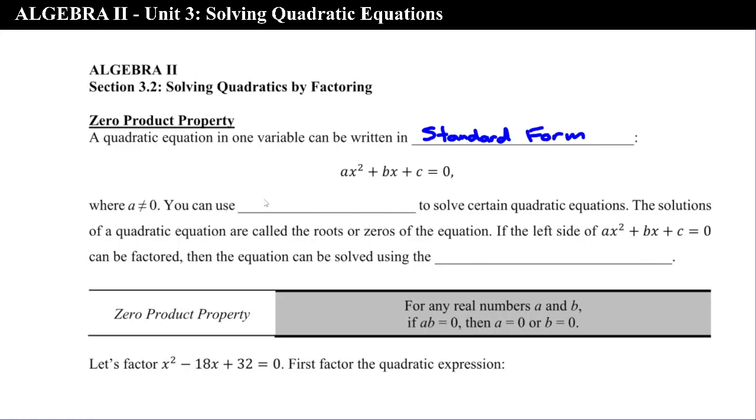Well, we can use factoring to solve certain quadratic equations. Now we can't do it to solve all of them, but we can use it to solve some of them, and that does help us get a little bit better than we were with graphing. The solutions of a quadratic equation are called the roots or zeros of the equation. We covered that in the last section. If the left side of ax squared plus bx plus c equals 0 can be factored, then the equation can be solved using the zero product property.